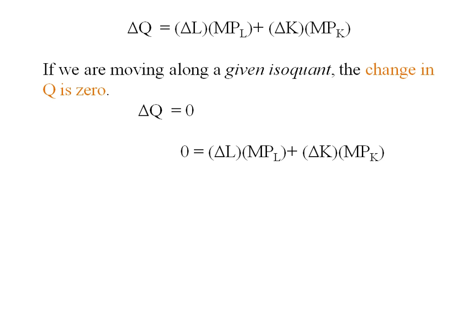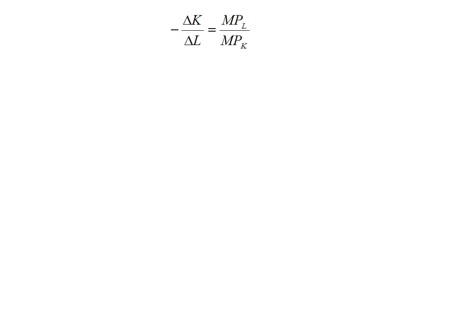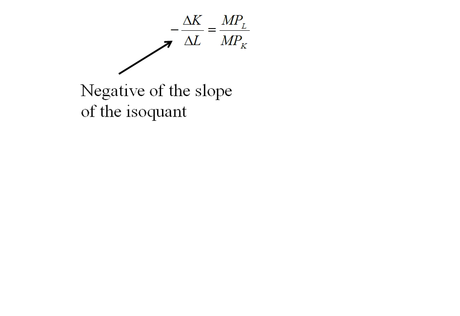I'm going to subtract the capital term to the left-hand side and do a little rearranging here. I can get it so that it's negative delta K over delta L equals the ratio of the marginal products. I can recognize that this left-hand side is the negative of the slope of the isoquant, and the right-hand side is the marginal rate of technical substitution, giving us then that the marginal rate of technical substitution is the marginal product of labor over the marginal product of capital.